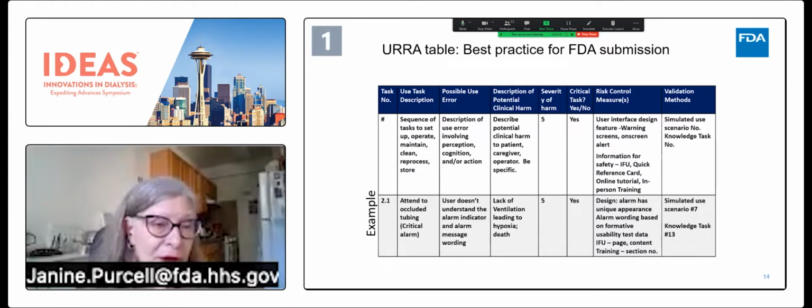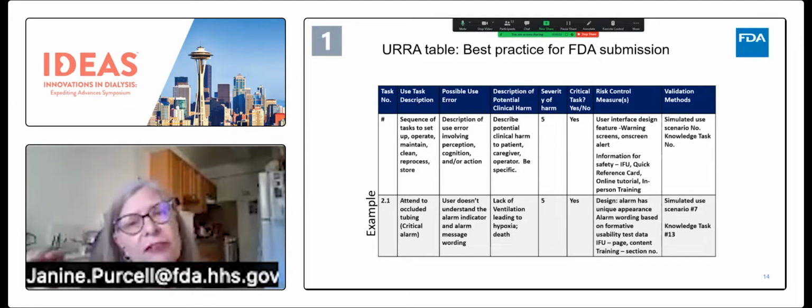So this is a best practice use-related risk analysis table that we've developed over time. Sadly, it is not in our guidance document, but it's here today in these materials for you. And if you ever contact us, if you needed it, we would certainly send it to you.